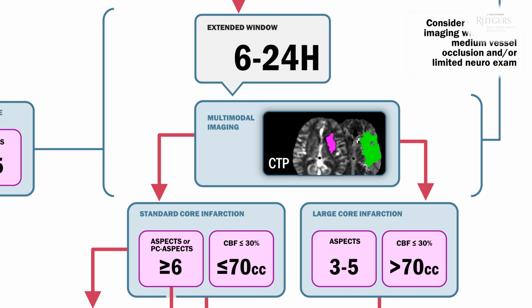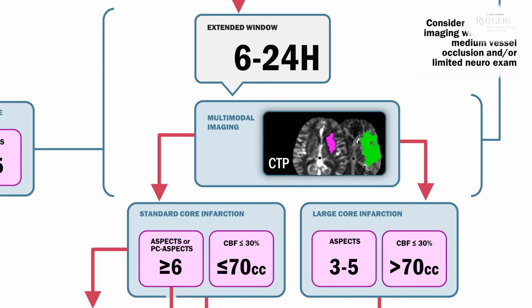And speaking of the extended window, let's say the patient was last known at baseline within 6 to 24 hours. This includes patients who woke up with stroke symptoms or were found with stroke symptoms. This seems to be a common occurrence nowadays. You will likely need multimodal imaging, because in the extended time window, it is challenging to accurately estimate viable brain tissue based on the non-contrast head CT alone.